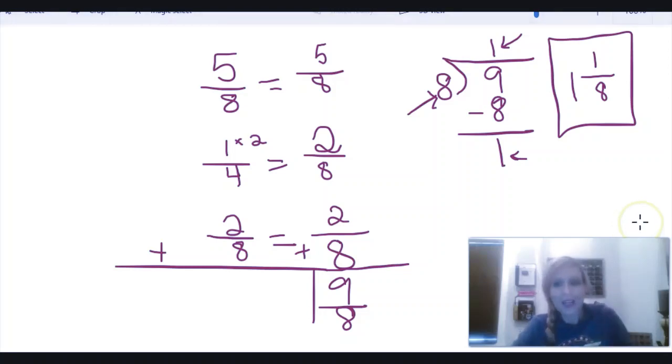All right, there were a lot of steps in that problem. We just need to take it one step at a time. Don't feel overwhelmed by it. Just one step at a time and get through it, okay?